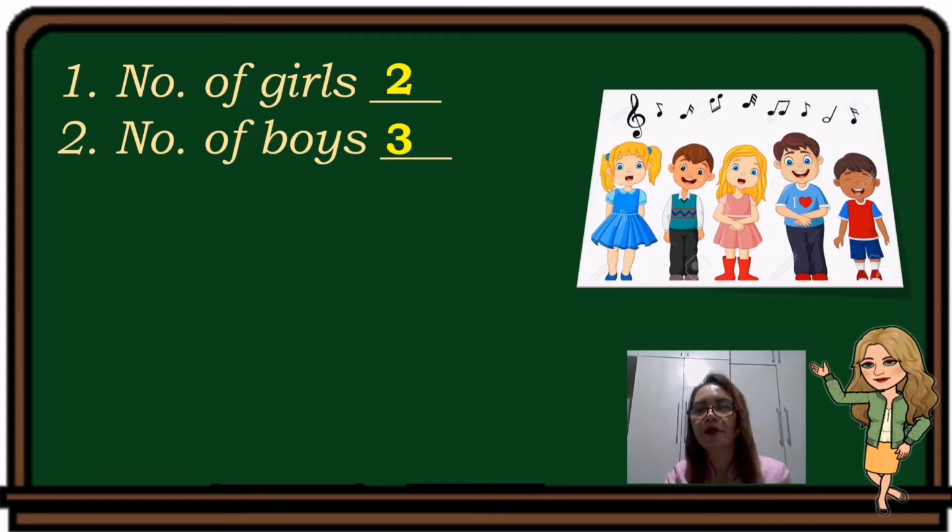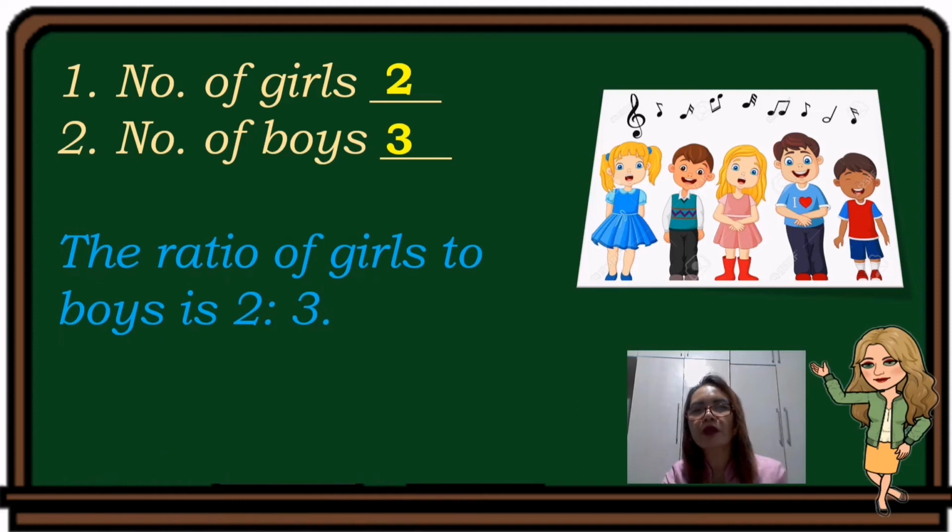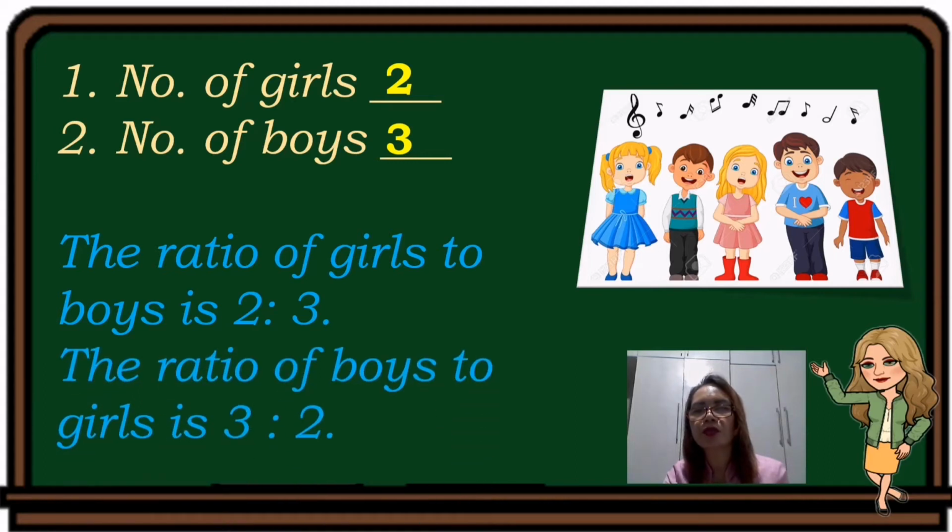And what do you think will be the question for this one? What is the ratio of girls to boys? Okay, so what will be your answer to that question? Your answer will be, the ratio of girls to boys is 2:3. And what about boys to girls? What is the ratio of boys to girls? The ratio of boys to girls is 3:2. Okay? Very good.